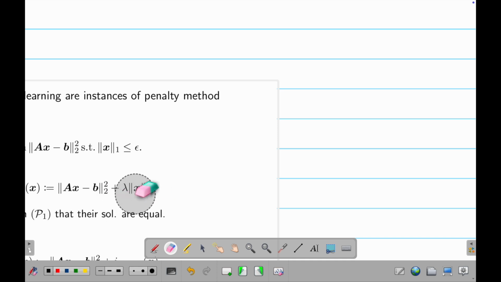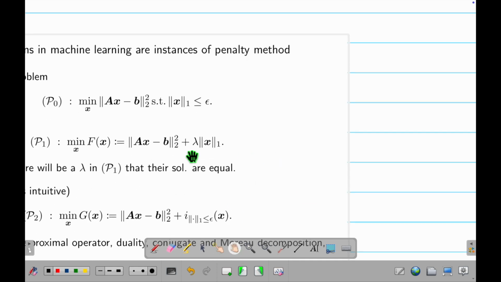But let's go back here. We are not going too deep into DC programs yet. So how do you solve this one? This is now convex, differentiable, not differentiable. So you need something to solve it. We will go to the proximal operator. Not today. This is the first way.